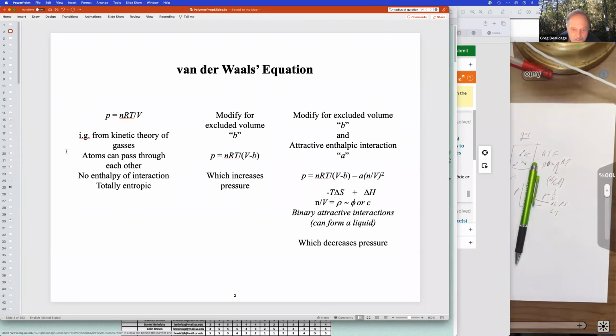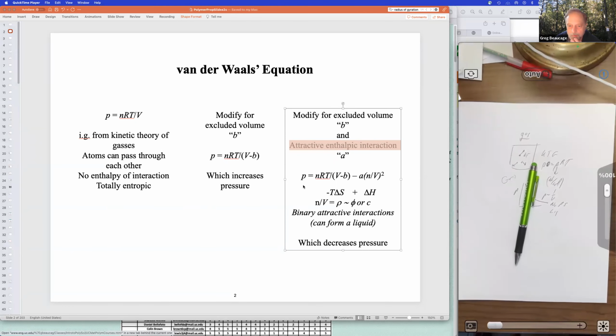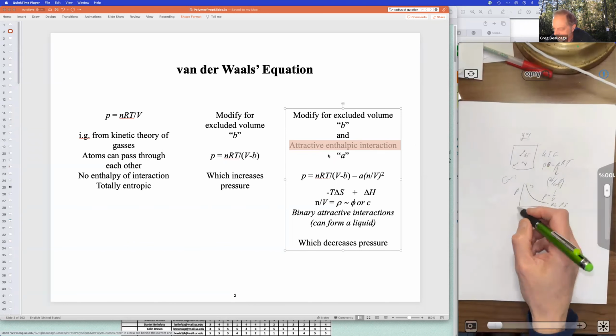So you need to add in an excluded volume. This is where the excluded volume term was introduced. The idea is that in van der Waals you have to exclude some volume because atoms can't pass through each other. And then if you want phase separation, you need an attractive enthalpic interaction, something that attracts the atoms together so they can form a second phase.